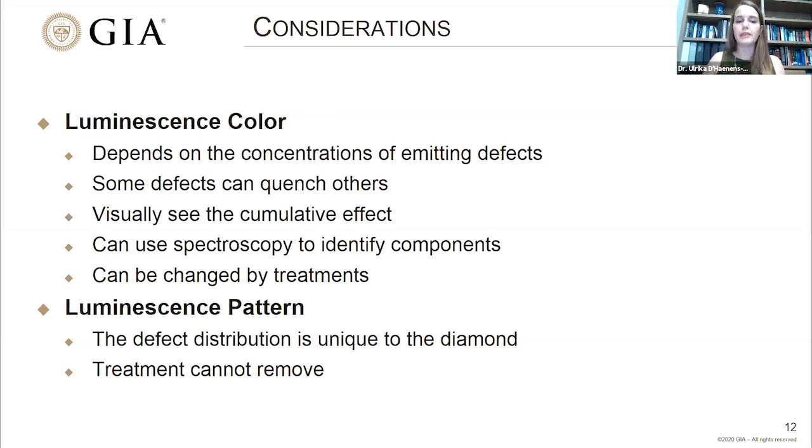Now, when it comes to pattern, the defect distribution is unique to the diamond. It's the fingerprint of the diamond. Every stone has its own unique configuration of defects. One of the neat things about the luminescence pattern is it cannot be removed by treatment. So this is something that is stable and will always indicate whether the stone was grown naturally or synthetically by humans. So we'll be looking at a lot of those patterns today.